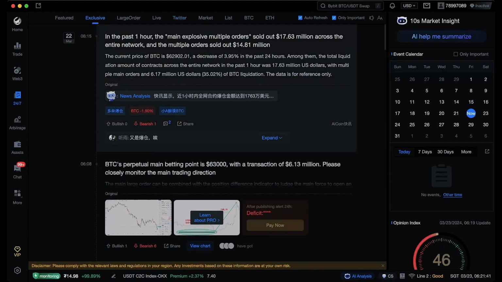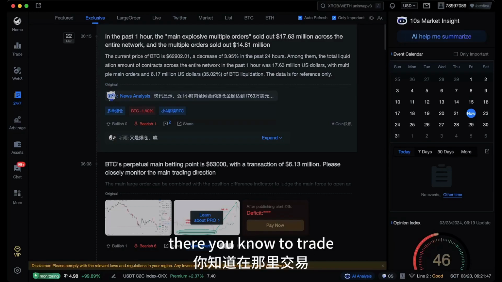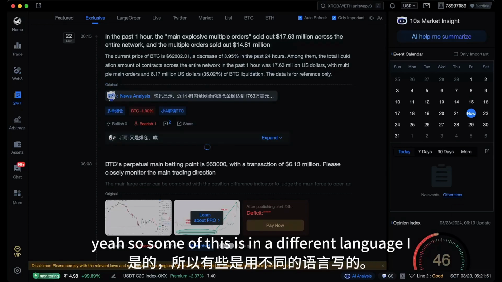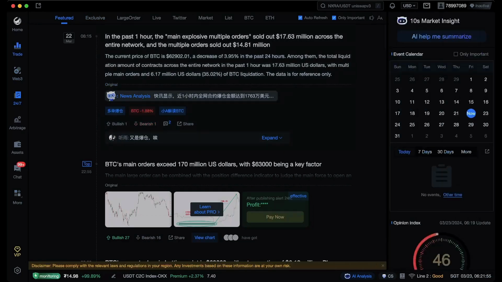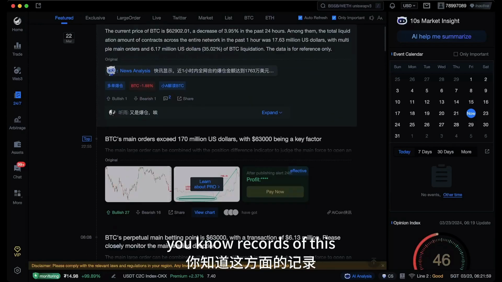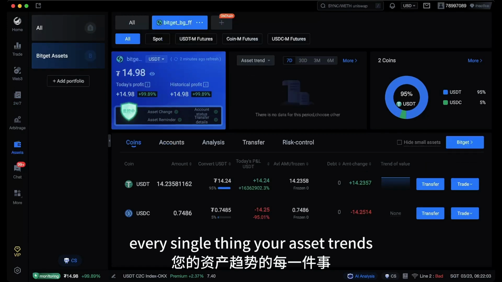Exclusive here is just going to give you kind of tips. Like this is saying there's been a lot of selling and there's been a lot of liquidations recently. Just giving you tips here or there to trade. News analysis even. Some of this is in a different language. I think it's Mandarin, which I do not speak. But it also gives you historical records of this.